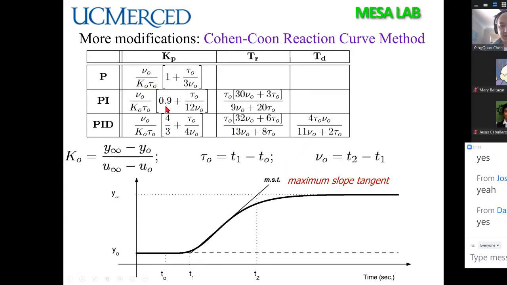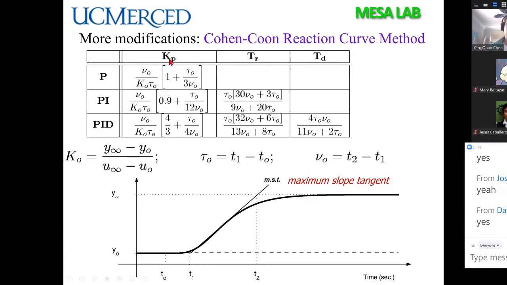I think I know the trick: you have different types of systems, you do lots of simulation, and then you summarize a tuning rule like this. I personally also summarized tuning rules that I published before. They're kind of interesting, but I don't have time to explain. So you follow the steps, and you will be able to get KP, TR, TD.